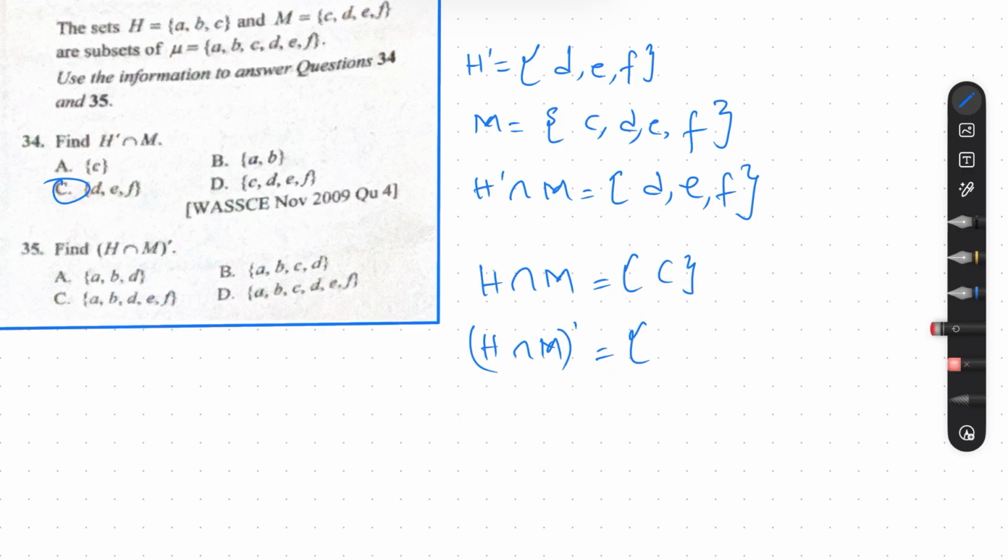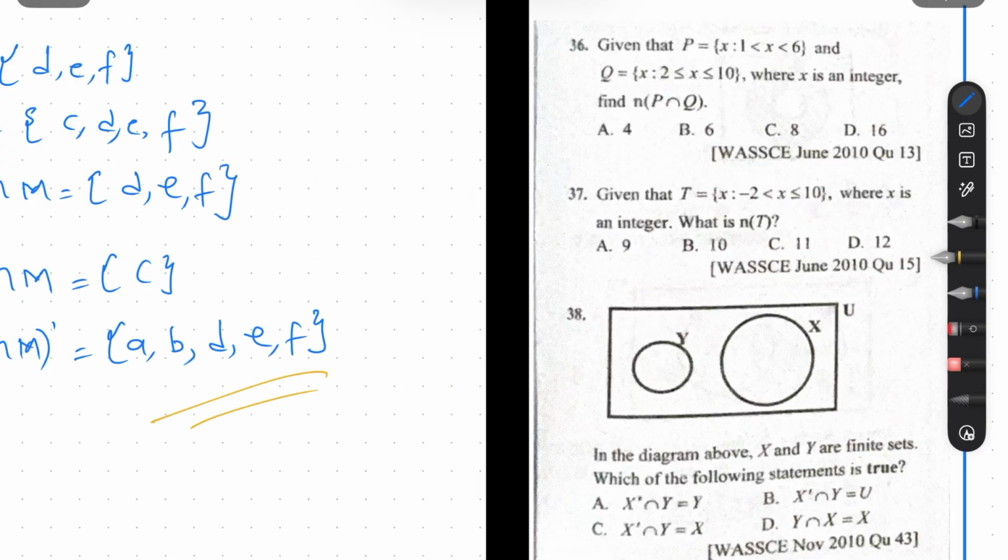So H intersection M complement will be A, B, D, E, F. That is our answer. Do you have it in the options? A, B, D, E, F is right here, option C. So let's circle that. C is our answer. All right, let's go to the next set of questions.